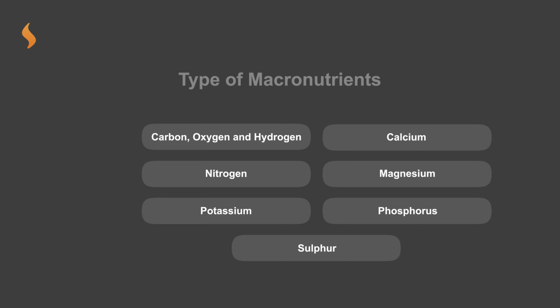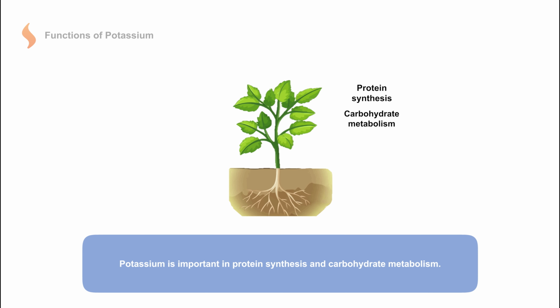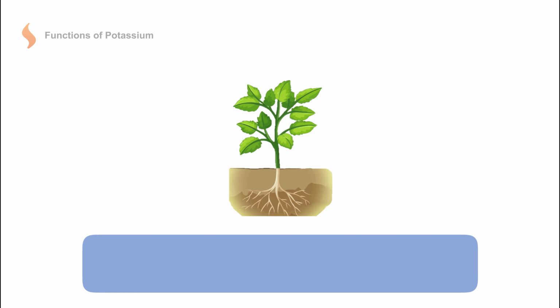Now, let's look into the type of potassium. Potassium is important in protein synthesis and carbohydrate metabolism. Potassium also serves as a cofactor for some enzymes. Potassium helps in maintaining the plant turgidity.